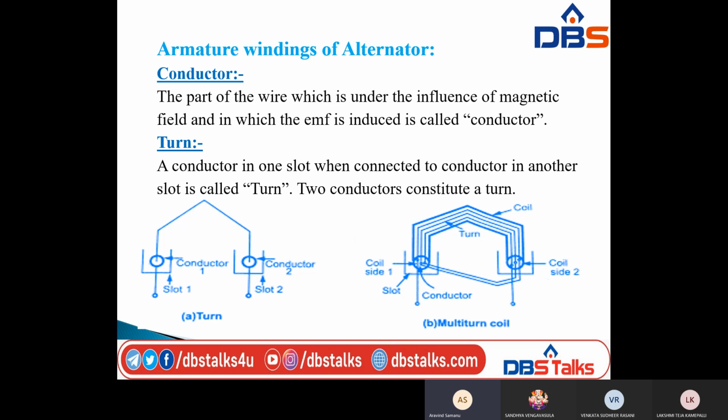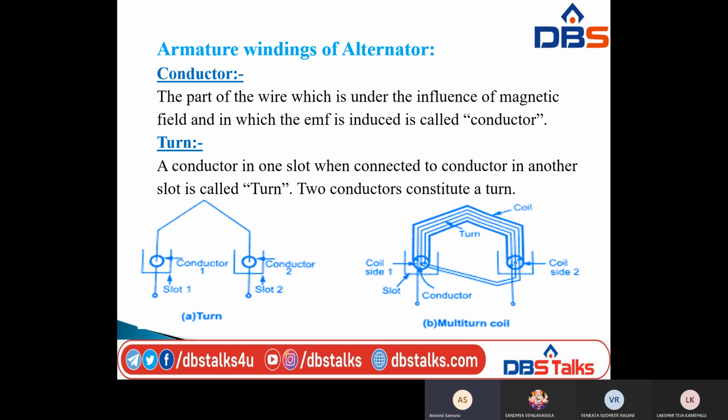So whenever we place a conductor between the two poles, that is two magnets, some magnetic field occurs. When the conductor is moving, it cuts the flux lines perpendicularly. It will cut the flux, and then EMF is induced in the conductor. So that is the main thing. The part of the wire which is under the influence of a magnetic field, and in which the EMF is induced, is called a conductor.